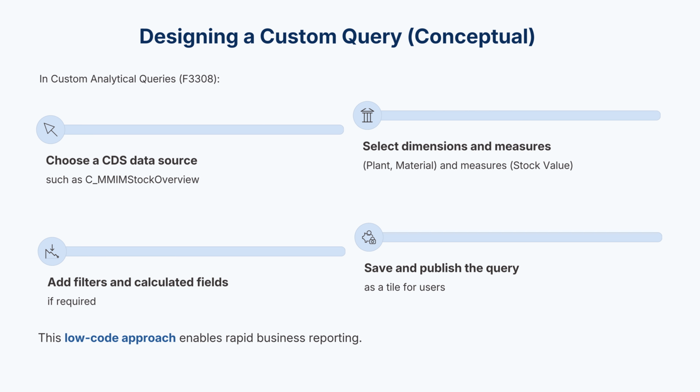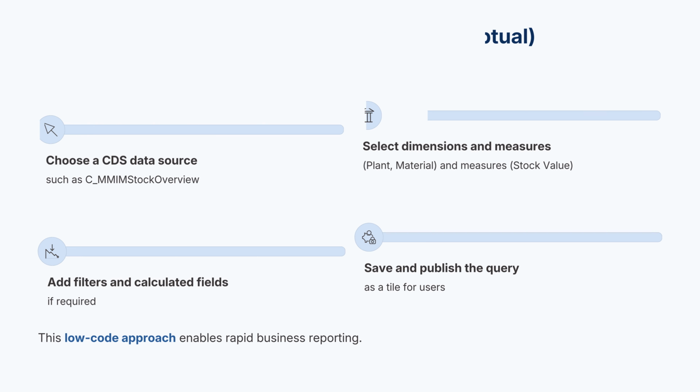Designing a custom query, conceptual. To create a new report, open Custom Analytical Queries, F3308. Select a base CDS source like CMMIM Stock Overview, choose your measures and dimensions, and define filters. You can add calculated or restricted key figures to refine your metrics. Once saved, the query can be published as a Fiori tile for daily operational use.